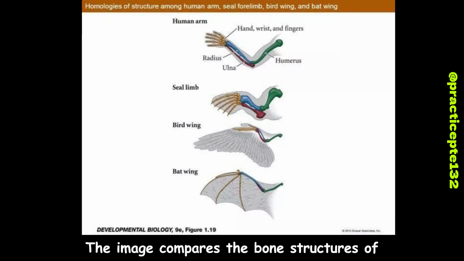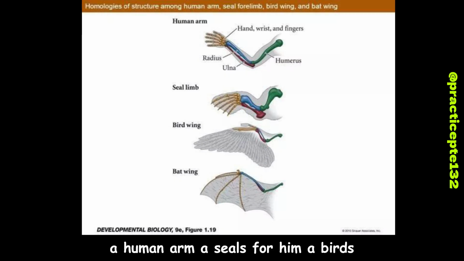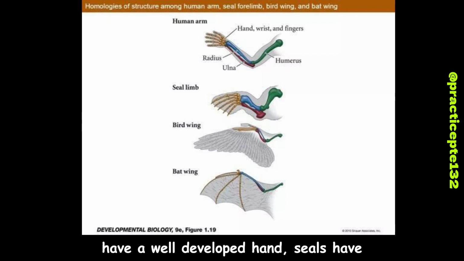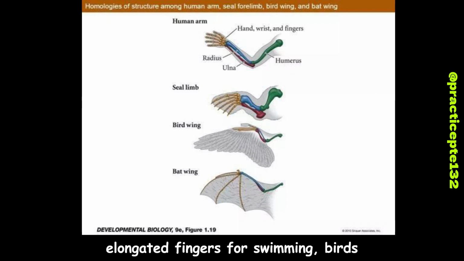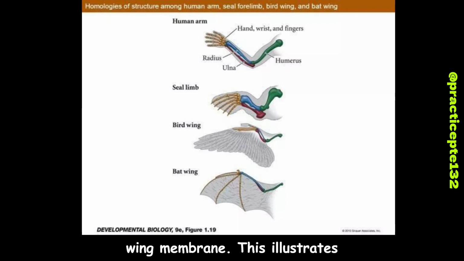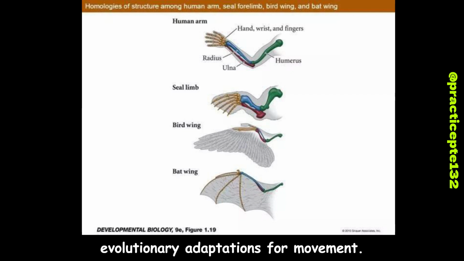The image compares the bone structures of a human arm, a seal's forelimb, a bird's wing, and a bat's wing. It highlights homologous structures, showing how the humerus, radius, ulna, and fingers are modified for different functions. Humans have a well-developed hand, seals have elongated fingers for swimming, birds have fused bones for flight, and bats have extended fingers supporting their wing membrane. This illustrates evolutionary adaptations for movement.